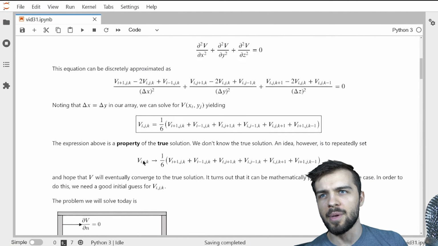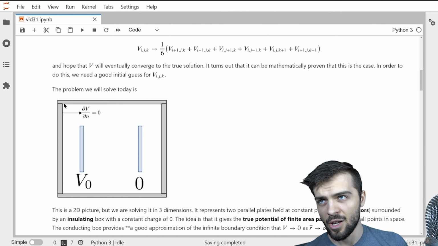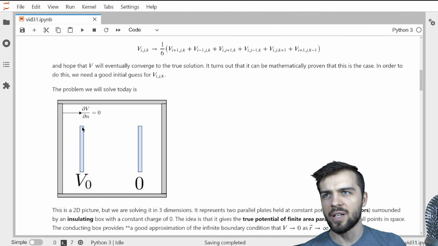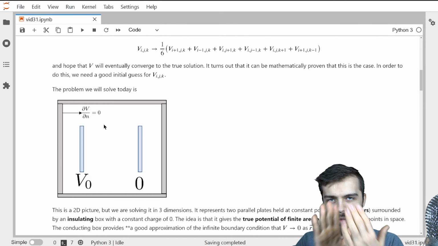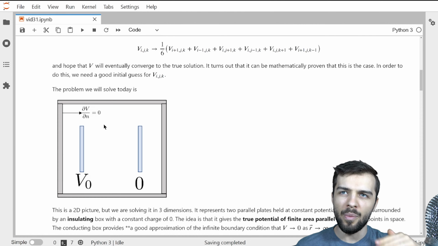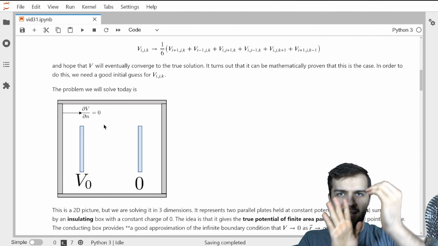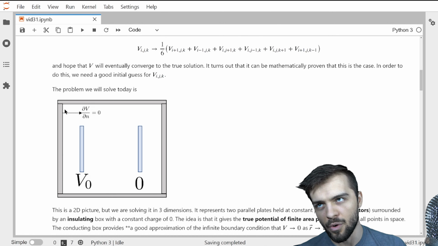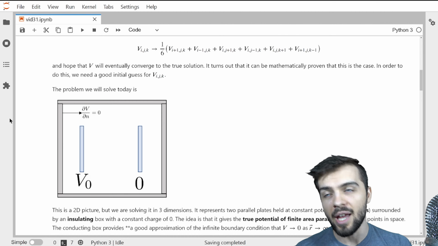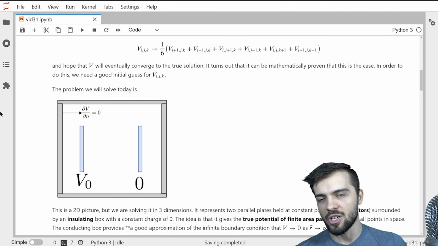So you saw this diagram here. The problem we're solving today looks like this. We have an insulator on the boundary, so the electric field does not flow through here. That's why I have this derivative here. And we have a conductor set to potential V0 and a conductor set to 0. This is a 2D cross section of what we're actually doing. In 3 dimensions, you can imagine this growing out like this. We have 2 conducting plates surrounded in an insulating box. By the way, this insulating box is a good approximation for infinite boundary conditions, which you can't do on a computer. That says that the potential is 0 at infinity, and you'll get the potential here.